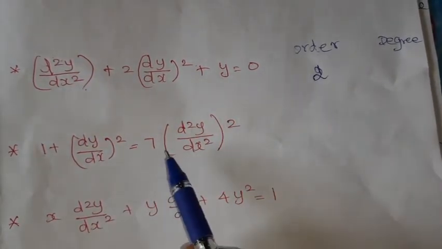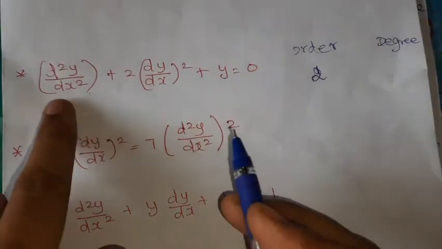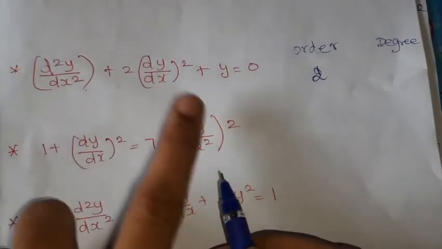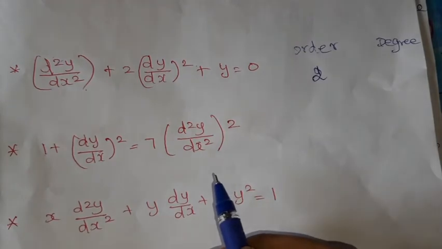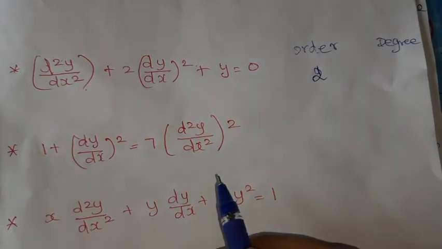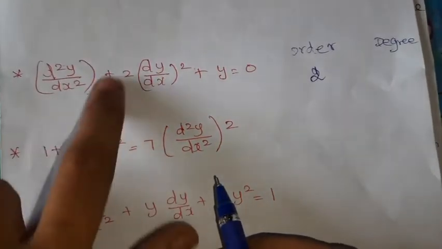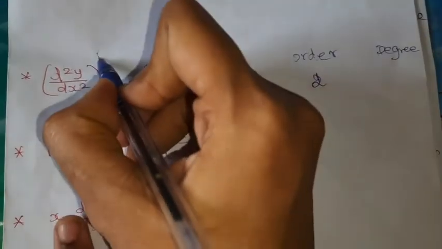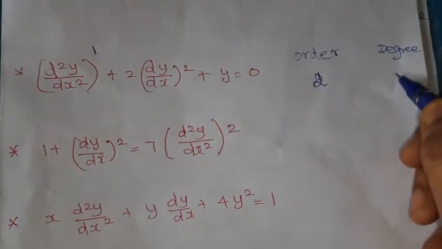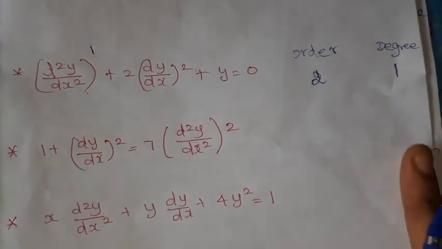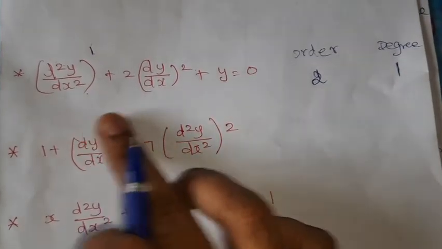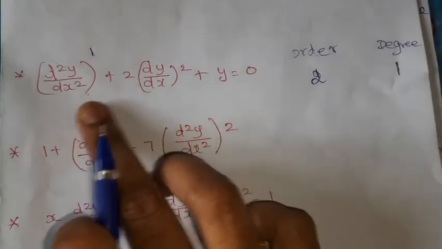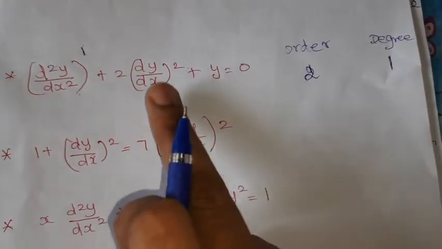What is the degree? For degree we need to look only at the highest derivative. So what is the highest derivative here? d squared y by dx squared. What is the power of this? The power is 1. So the degree is 1. This is very, very important: we need to look at the degree only for the highest derivative.